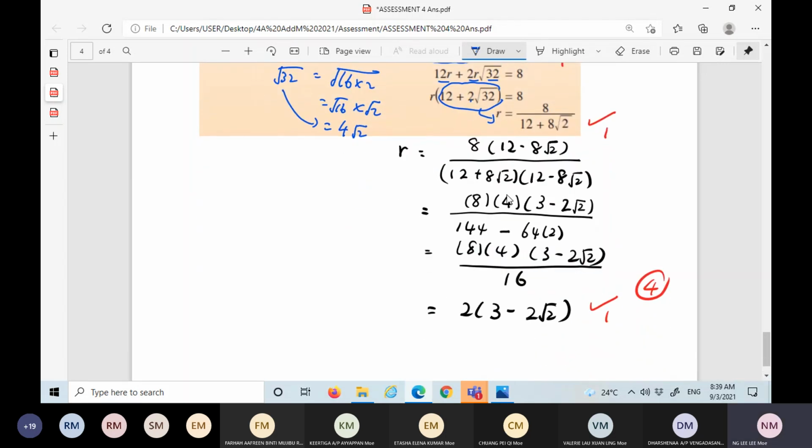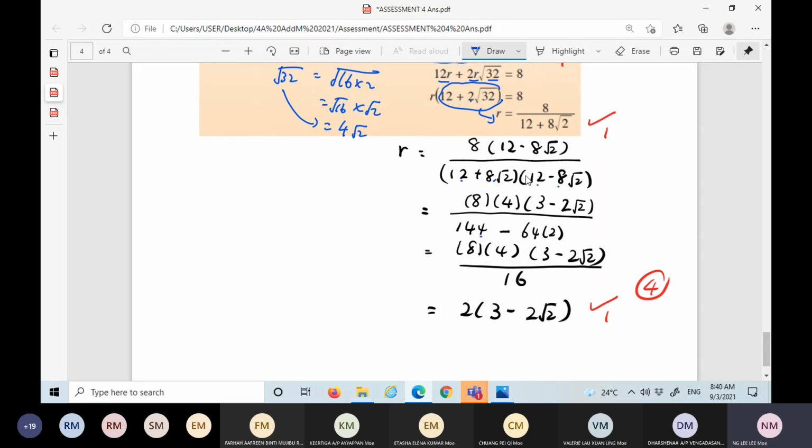Okay, so remember how to rationalize it. You have to times with the conjugate. Here is plus, so here is the minus. The minus one is the conjugate. Okay, then you continue. When you times the conjugate, this times this, you get 144.